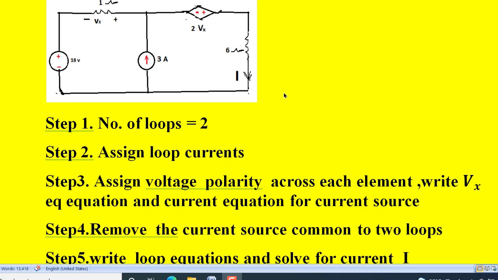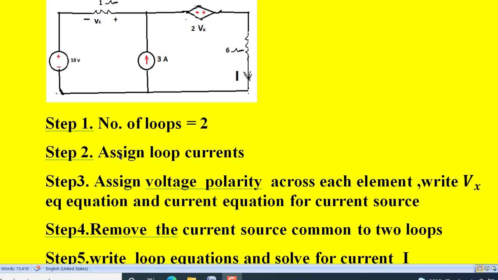To solve this problem, we have to follow certain steps. So let me tell the algorithm, or the steps to be followed, before solving this problem. The first step is, first of all, we have to find out how many loops are there. If we consider this diagram, there are two loops that we can find. This is one loop, whereas this is another loop.